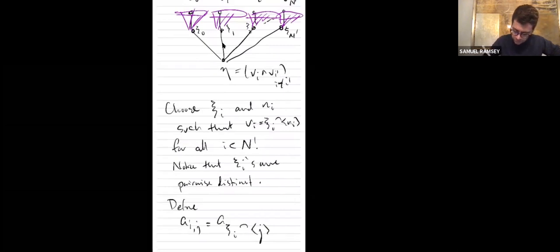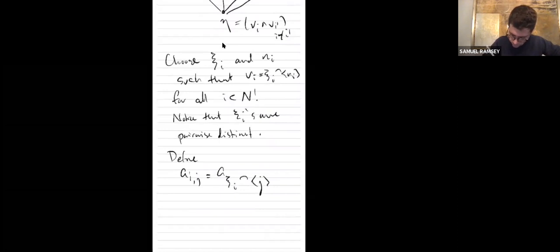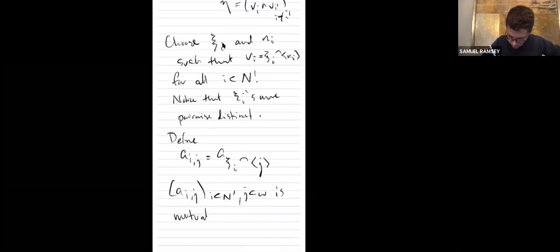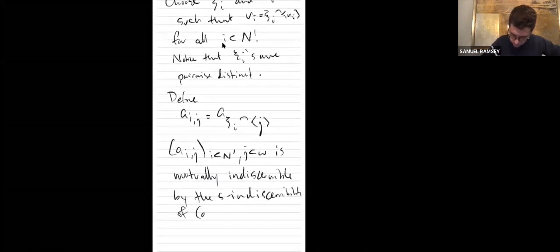So the crazy thing, which is kind of very cool, is that we know that Aij, i less than n prime, j less than omega, is mutually indiscernible by the S indiscernibility of the tree. Okay, so this is really the key point.